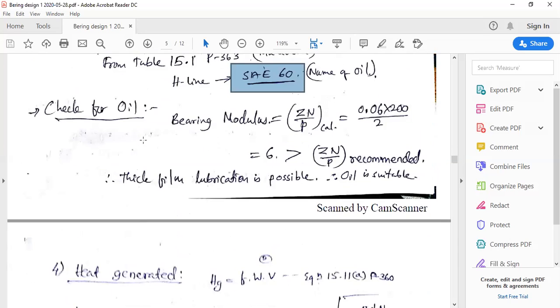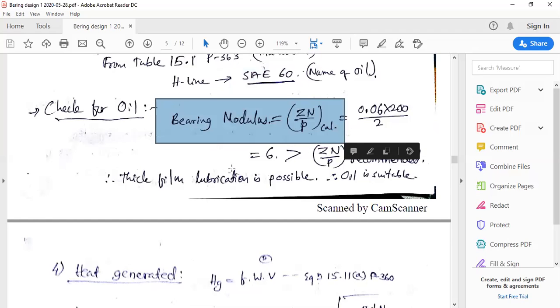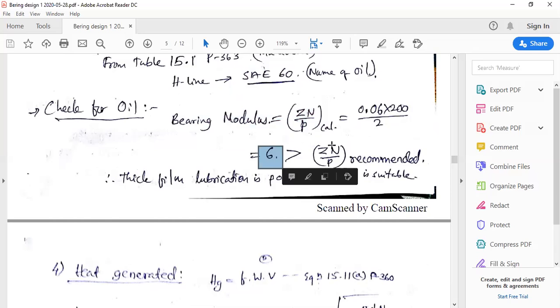Next we have to go for the check for the oil, that is the bearing modulus. The bearing modulus is given by Zn by P, which is to be calculated here. Z is 0.06, multiplied by 200 rpm, that is N, and divided by 2 meganewton per meter square, that is, Newton per mm square. The value we get here is 6.